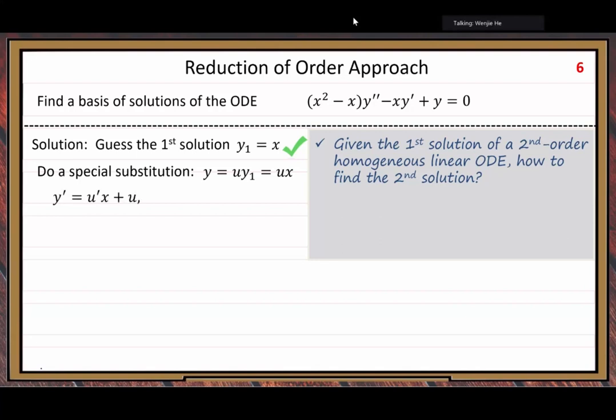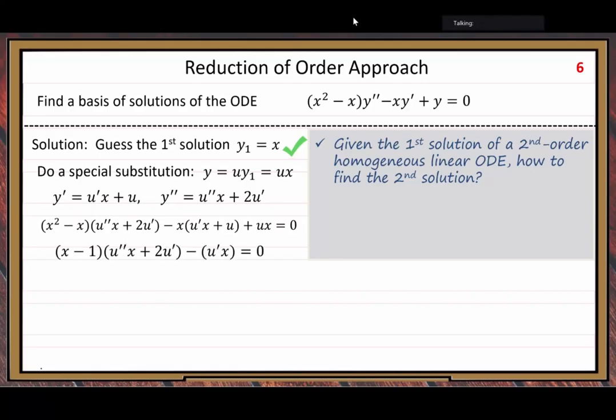All right, let's do the calculation. y prime, so this one. Also y double prime, like this. Then we plug into the original equation and do some simplification. After factorization and some simplification, you can see you have this simplified equation.